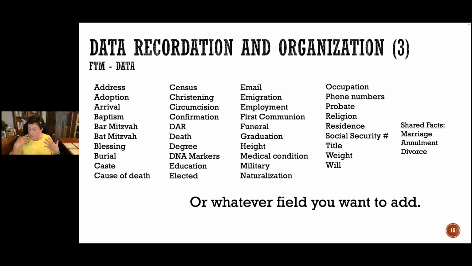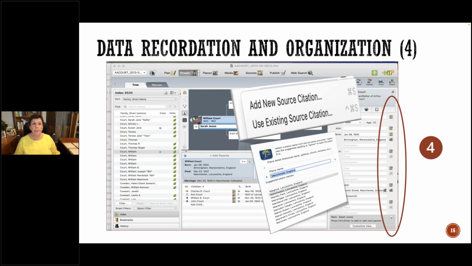Now, that doesn't mean you can't add fields as you start researching and then discover, oh, I really wanted to include email addresses. You can change it as you go on. But if you're new to the program, I suggest you step back. I didn't do this, so remember, do what I say, not what I did. You're going to have to step back and think about the fields you want to include for your research.